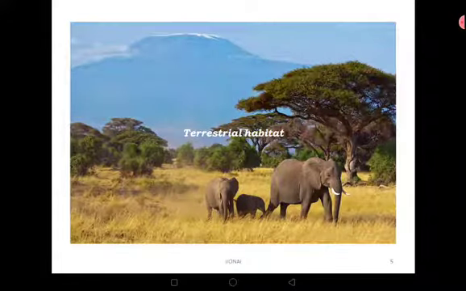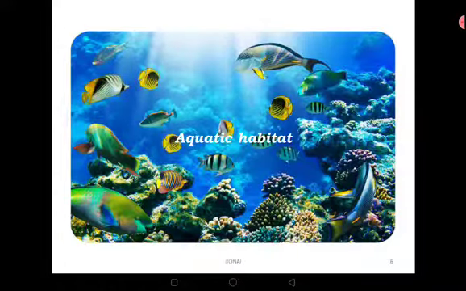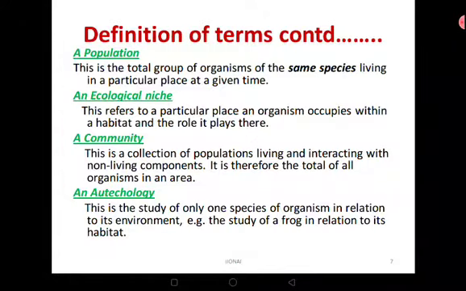We can see there a terrestrial habitat, a very beautiful terrestrial habitat for the elephants. And then we also have an aquatic habitat in the water. You can see, which organisms can you identify there? Well, I imagine you can identify the fish, you can see the sponges and the coral reefs and some green algae. So that is the habitat for those organisms. It is in water. Let's proceed with our terms.